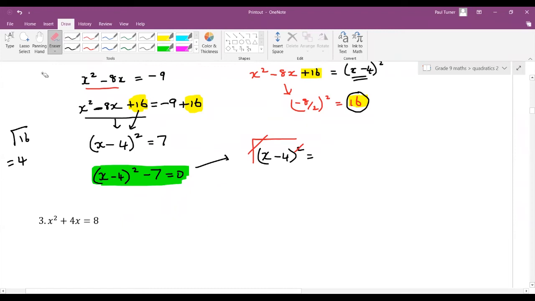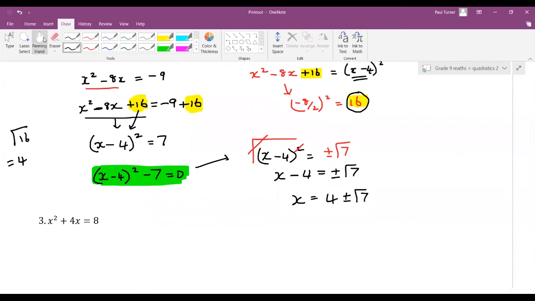So plus or minus root 7. So you're going to have x minus 4 equals plus or minus root 7. So x then will be 4 plus or minus root 7, which is the same as what I just showed you with the difference of squares rule. So I would do it this way. I think it's a bit quicker.